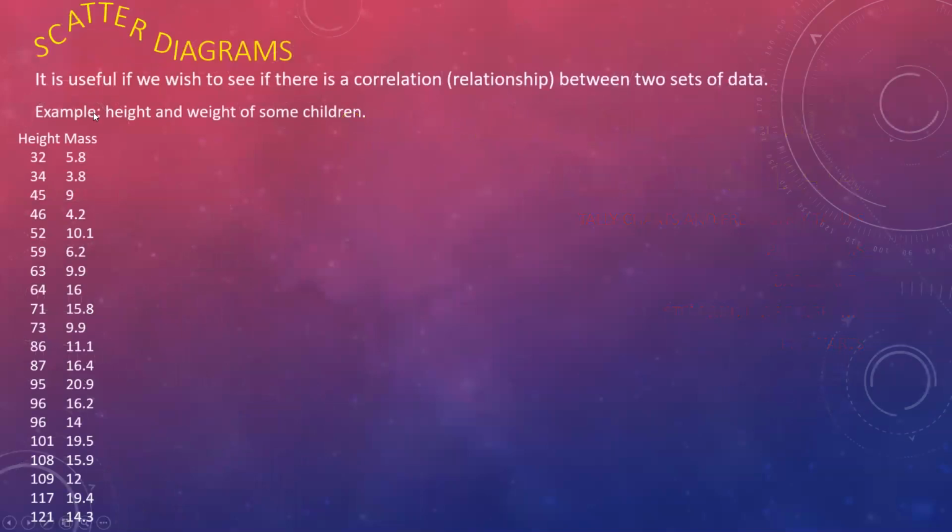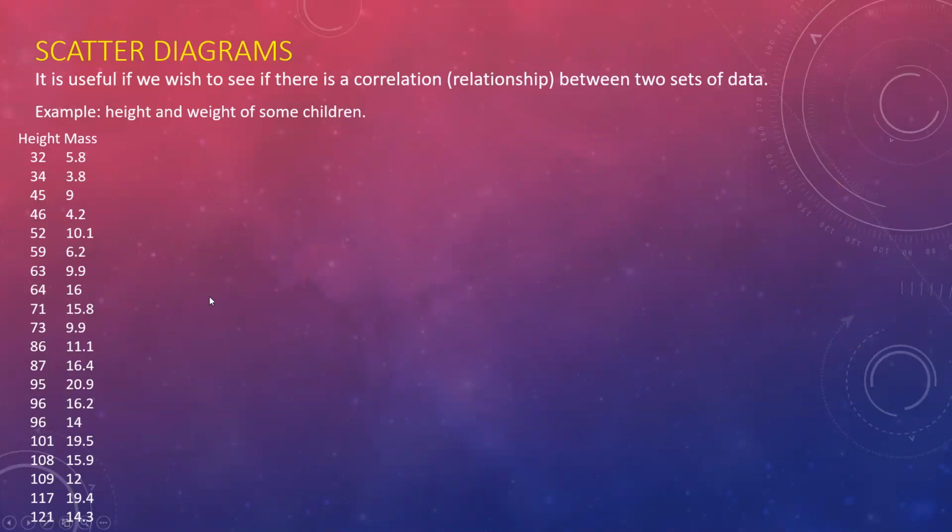Okay, a scatter diagram is useful if we want to see whether there is any connection or relationship between two sets of data. In this case, I give you an example: I'm studying the height and the weight of some children, so I need to see if there is any connection between these two. So I collect the data from each child. Then I get the data like that person is 32 in cm and we have 5.8 for the mass. So I calculated this for 20 students.